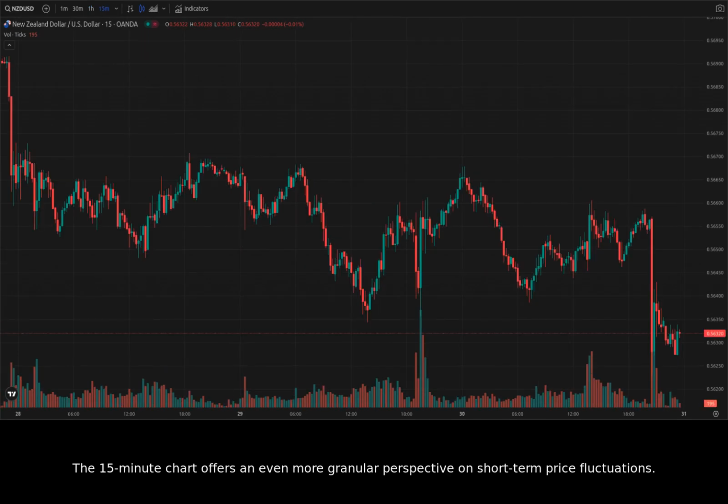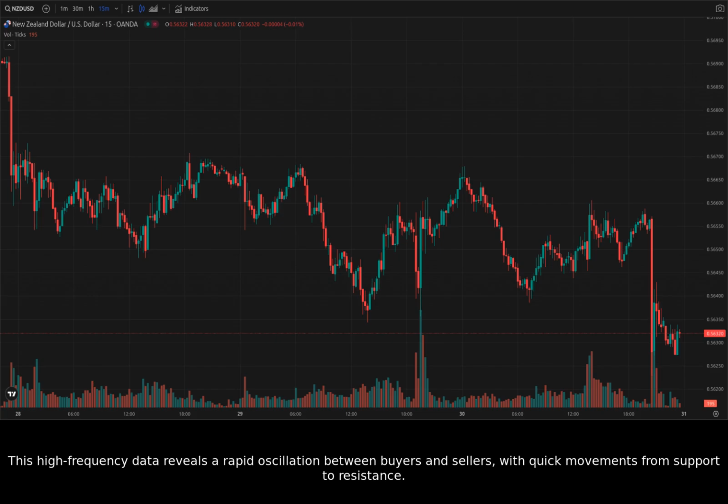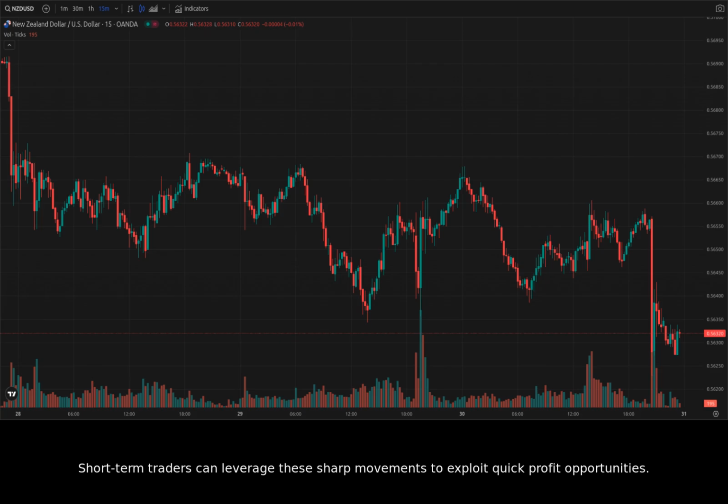The 15-minute chart offers an even more granular perspective on short-term price fluctuations. This high-frequency data reveals a rapid oscillation between buyers and sellers, with quick movements from support to resistance. Short-term traders can leverage these sharp movements to exploit quick profit opportunities.